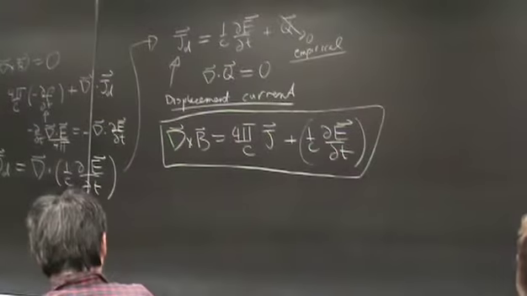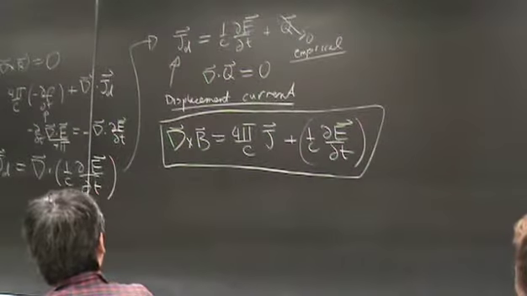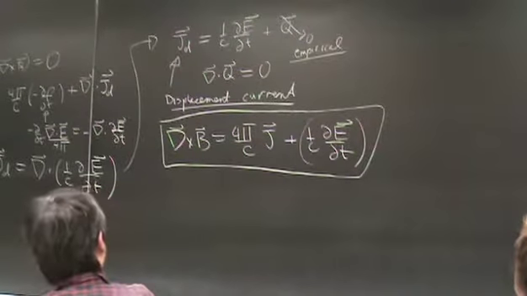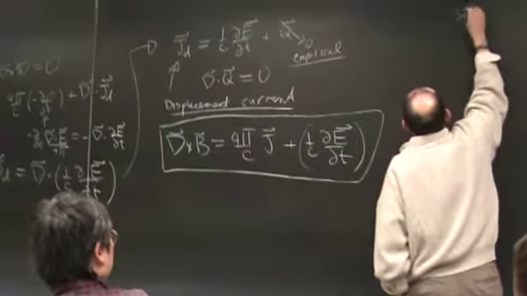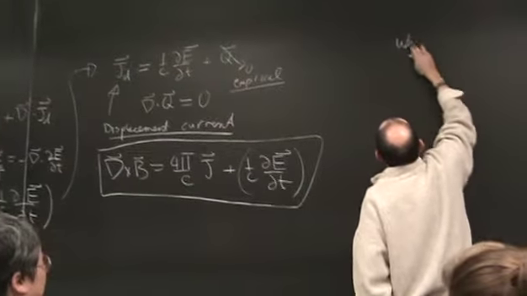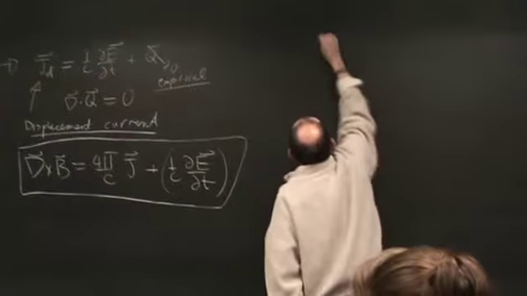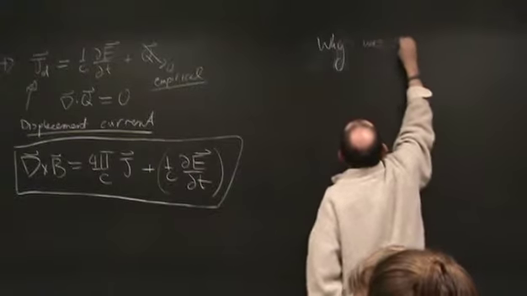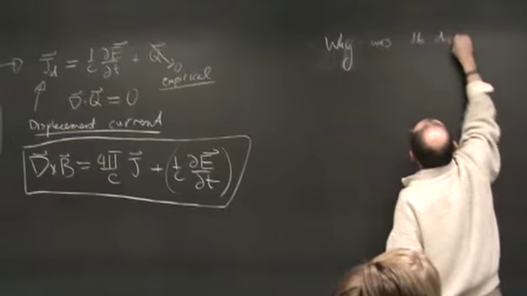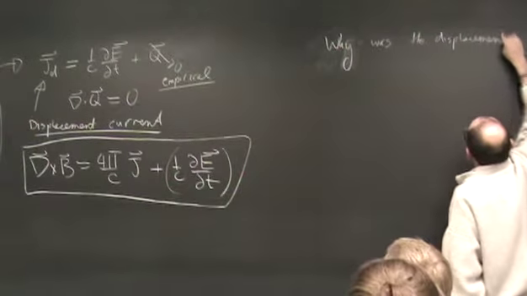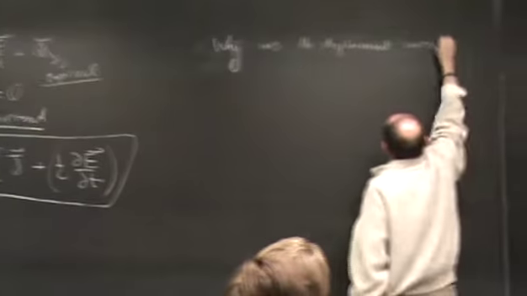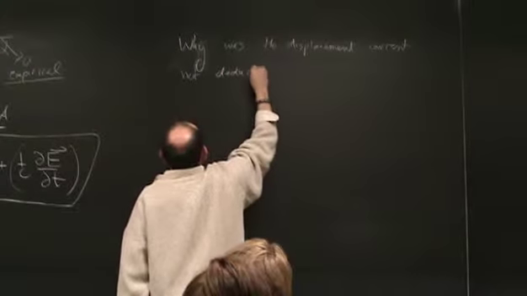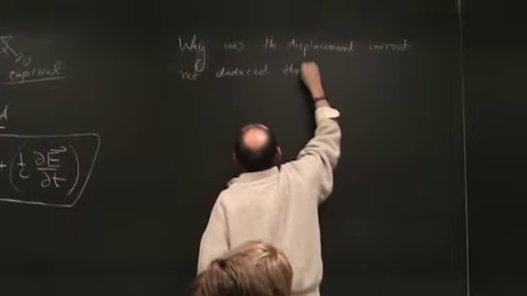Well, so think about that. Let's just do a kind of back of the envelope scaling argument here. Let's just look at the scale. Why was the displacement current not deduced through experiment?